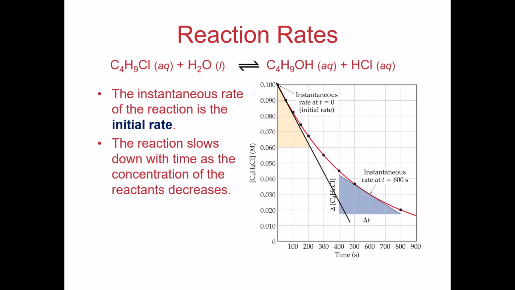And the third type of rate is the initial rate. The initial rate is really just the instantaneous rate at time equals 0. When our reaction first starts, how fast is it going? So again, we'd have our tangent line at time equals 0, and we can calculate the slope of that line to determine the rate. Now for most reactions, the rate will slow down over time, so the initial rate ends up being the fastest rate for the entire reaction.